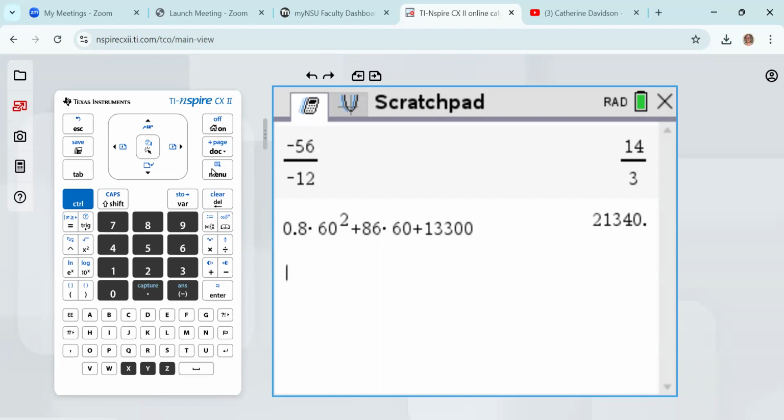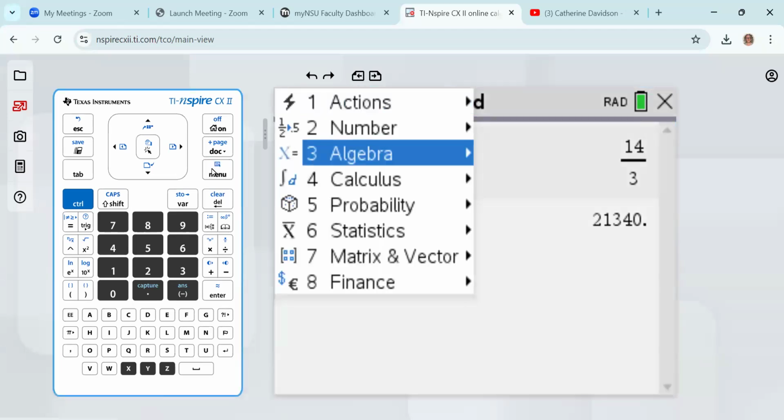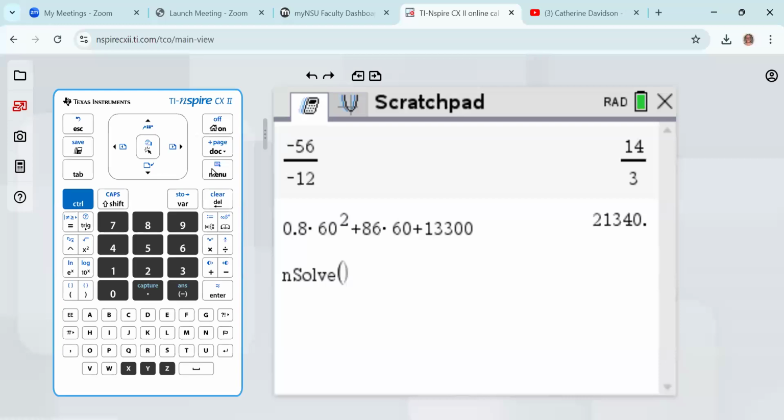we can put those actually in numerical solve. So menu, algebra, numerical solve. Start with our square root. Arrow to the right, minus 2 equals x, comma x. And that's going to give me a positive 4.